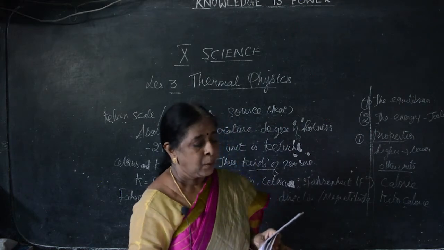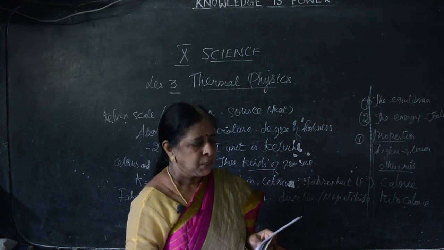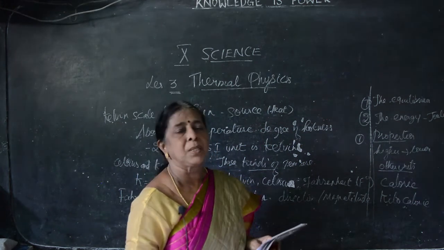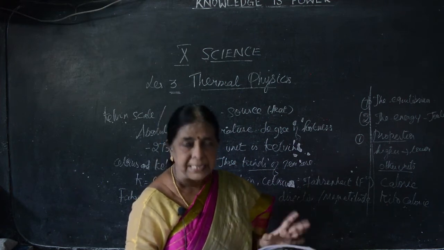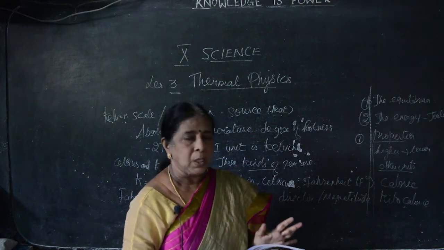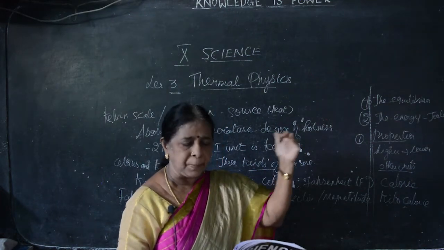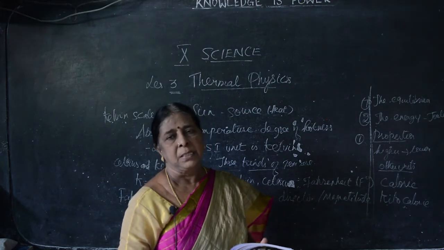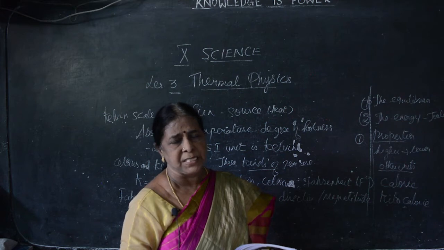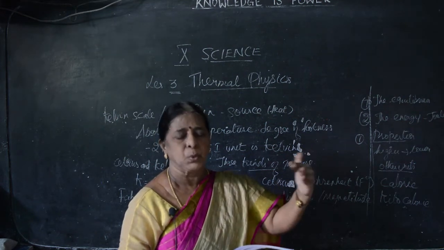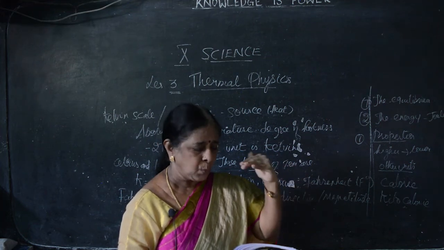What is calorie? 1 calorie is defined as the amount of heat energy required to raise the temperature of 1 gram of water through 1 degree Celsius. That is, calorie is the heat energy required to raise the temperature of 1 gram of water. The water temperature is the normal temperature, for example, 4 degrees Celsius.